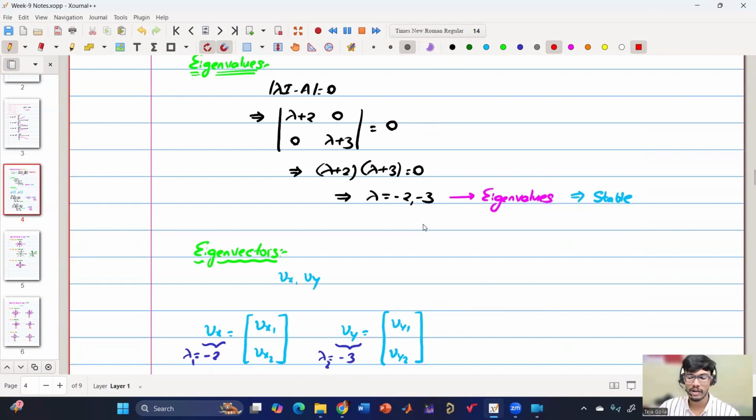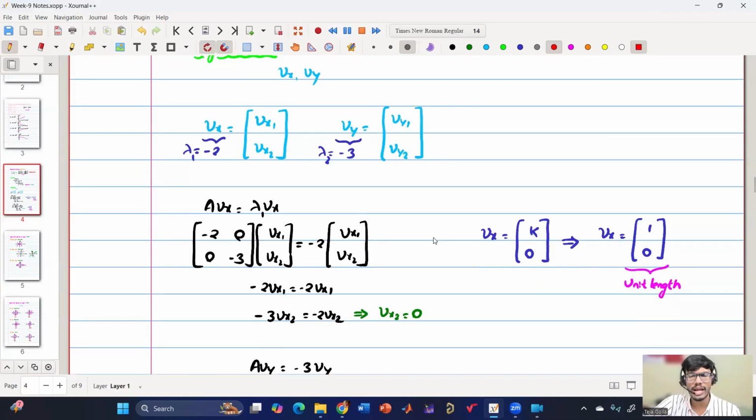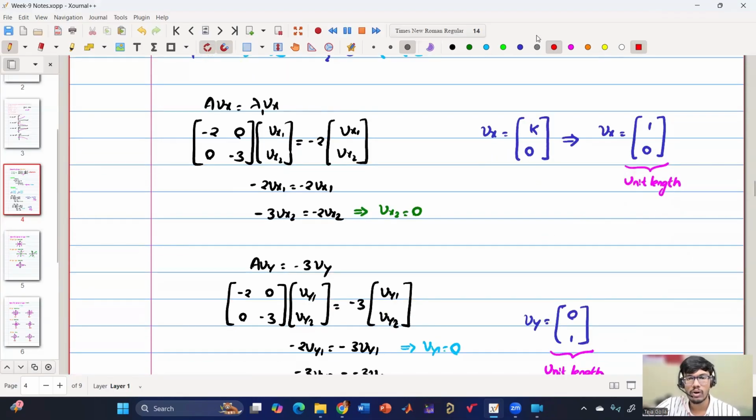How to find the eigenvector? We have to calculate AV equal to lambda V. So for each eigenvalue, we'll have one eigenvector. If it's a second order system, we'll have two eigenvalues, which means we'll have two eigenvectors, and we have solved. And then we have seen they are along the x-axis as well as the y-axis. So if you see, this is along the x-axis and this is along the y-axis. So we have two eigenvectors, two eigenvalues.